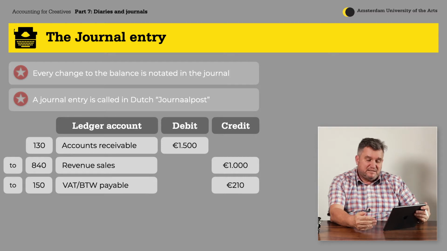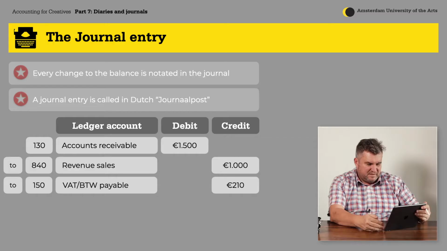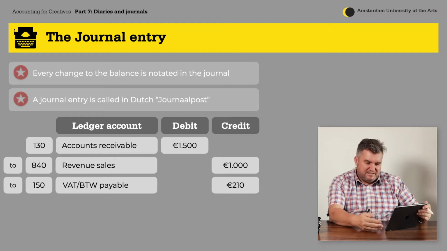And why is it on the debit side? It is because accounts receivable is also on the debit side of the balance, and when this item increases, we also put the amount on the same side in the journal entry, in this example the debit side. On the other side we get revenue from sales. Revenue from sales means profit. It is actually an auxiliary account for equity, and if equity is on the credit side of the balance, then when it increases, you have to put it also on the credit side of your journal entry, which you see happening down here.